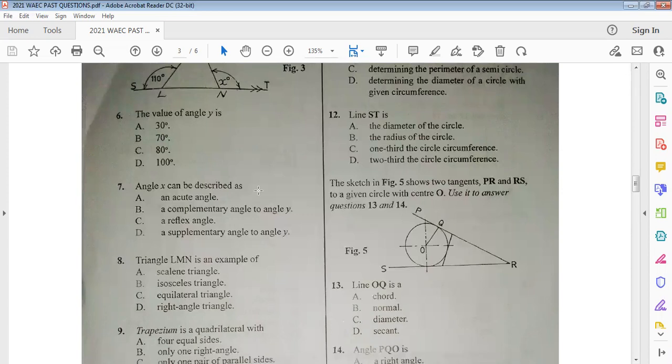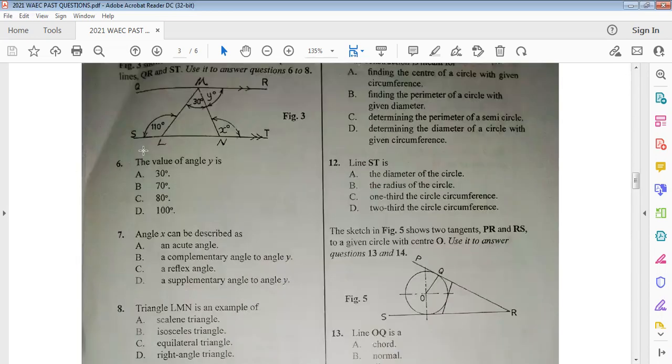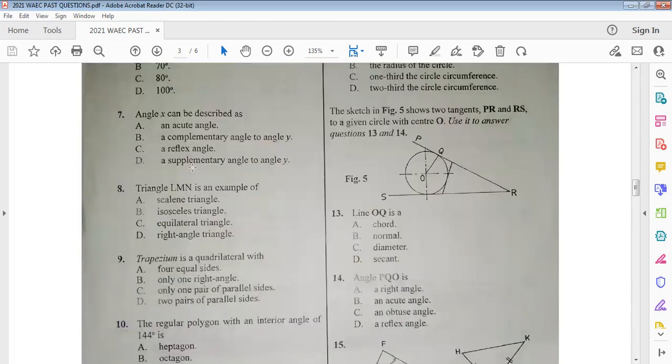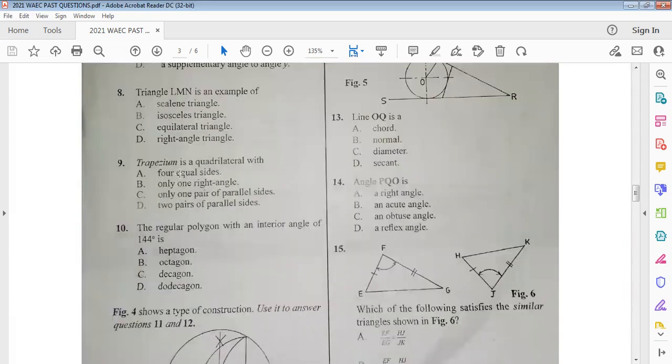It's a scalene triangle. If you look at it very well, length LM, length MN and length LN are not equal in size. They are totally different in size because even the interior angles are not of the same value. They are all different. That means that it's a scalene triangle. All right. Then let's move to question 9 that says that a trapezium is a quadrilateral with.